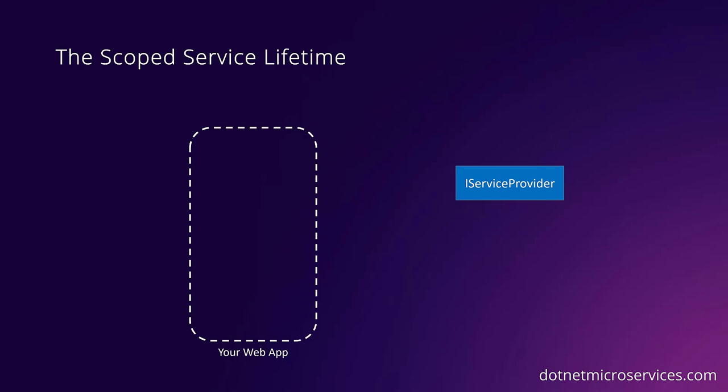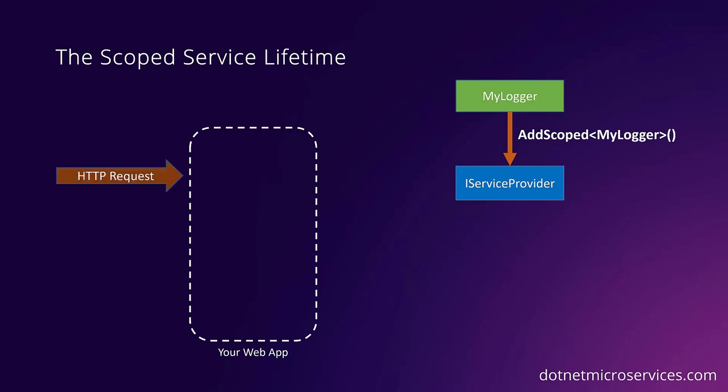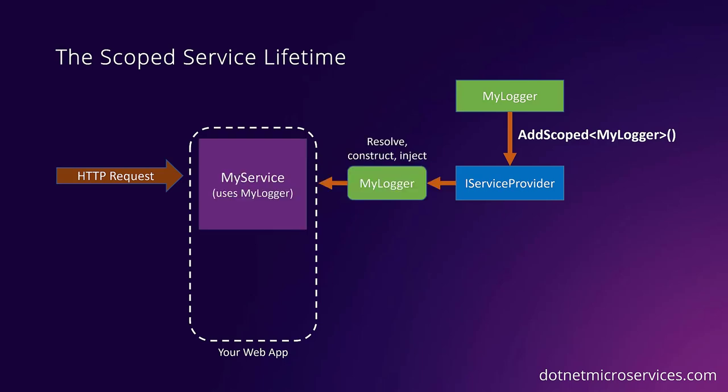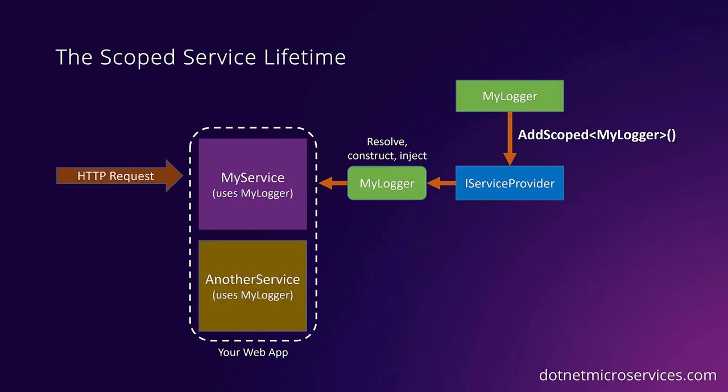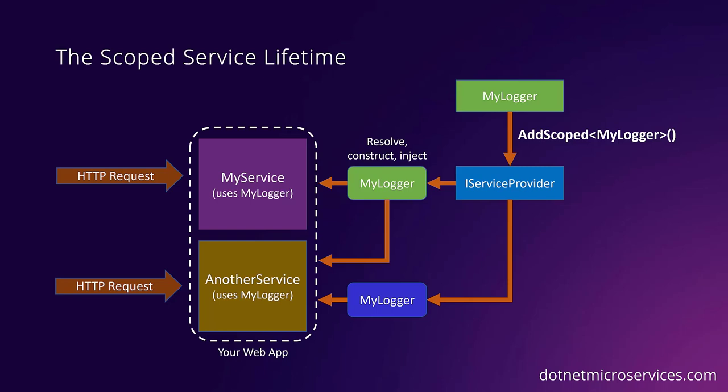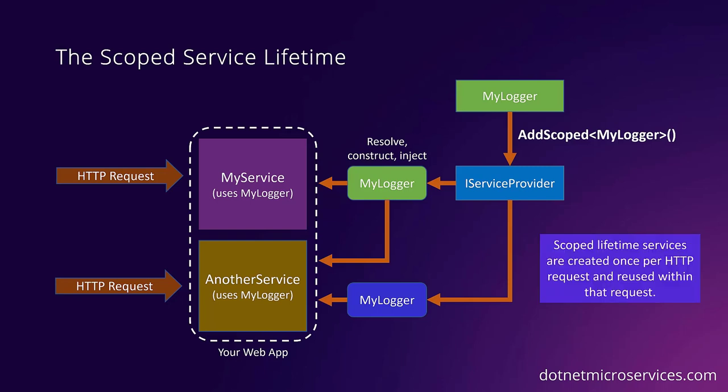What if MyLogger is a class that keeps track of some sort of state that needs to be shared across multiple classes that participate in an HTTP request? In that case, you would register MyLogger with the AddScoped method. Here, when an HTTP request arrives, the IServiceProvider will again resolve, construct, and inject an instance of MyLogger into my service. But if there's any other service that participates in the same HTTP request and that also has a dependency on MyLogger, it will receive the exact same instance of this dependency. However, if a new HTTP request arrives, the service container will create and inject a brand new instance of MyLogger instead, totally unrelated to the previous instance. So, scoped lifetime services are created once per HTTP request and reused within that request.